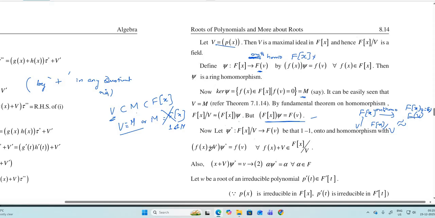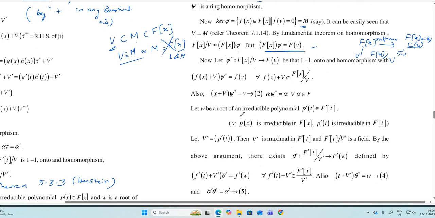So how it takes elements: fx plus b takes any element to f of v, for every fx plus b in fx mod v. And under this homomorphism, x plus v in particular will be taken to this, and alpha psi star is alpha.